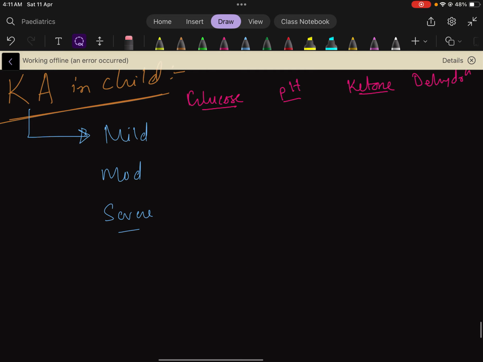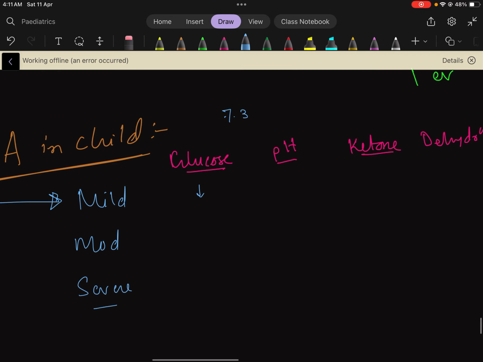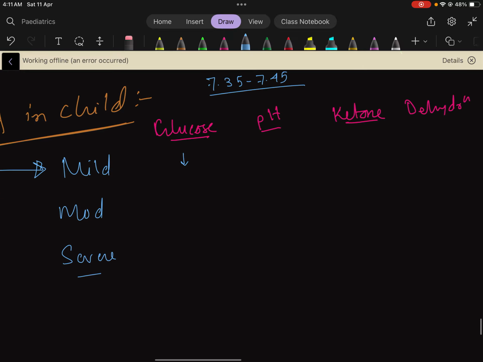Okay, so in mild the glucose level will be less elevated. The normal pH of the body is about 7.35 to 7.45. So there will be a mild fall, so I can say it will be around 7.2 to 7.3. Here in moderate it will be about 7.1 to 7.2. In severe it will be less than 7.1, so they are using 1 decimal.